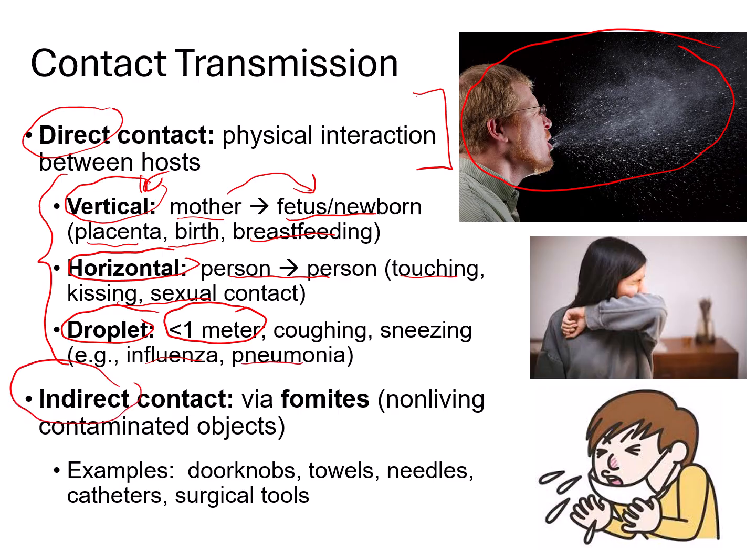Indirect contact is through fomites. Remember, these are non-living objects that have been contaminated with the pathogen. For example, a doorknob, maybe someone's coughing into their hand and then they touch the doorknob, through dirty towels, needles, catheters, or surgical tools.